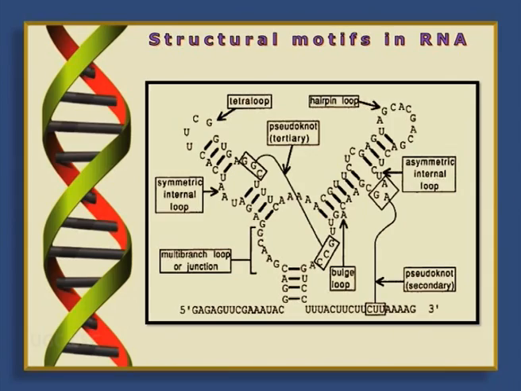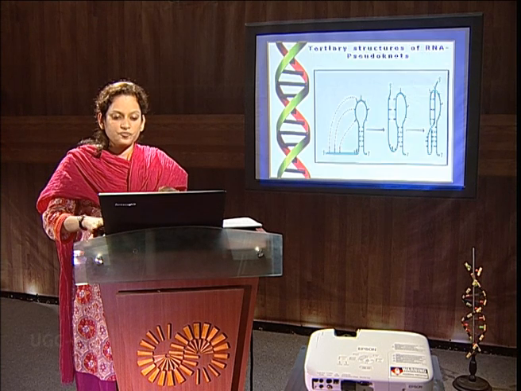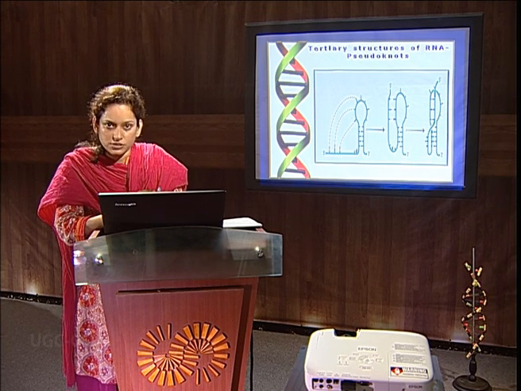Now, let us talk something about RNA. RNA, which is also a polymer of nucleotides, generally contains different kinds of secondary and tertiary structure. The important tertiary structural motifs are the tetraloop, the pseudoknot, bulge loop and so on. We will be discussing some of them. The first amongst them is pseudoknot.